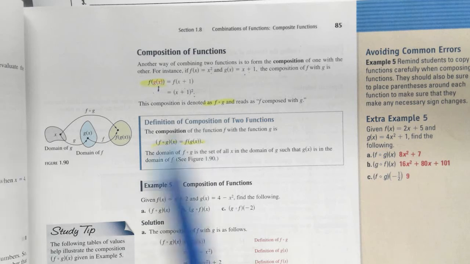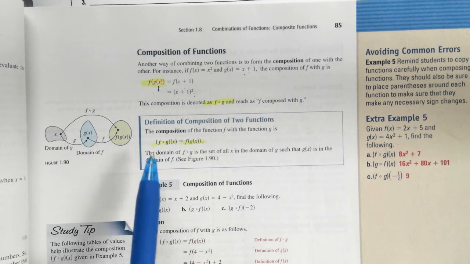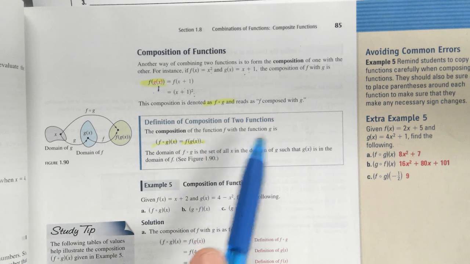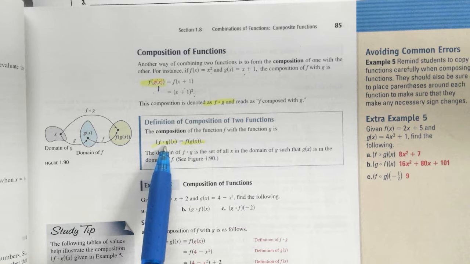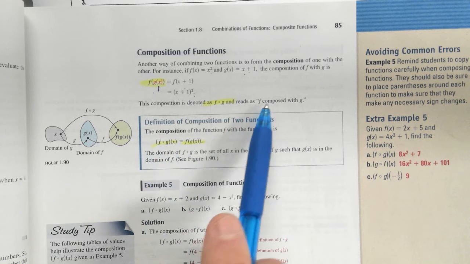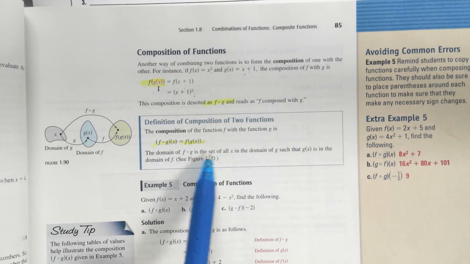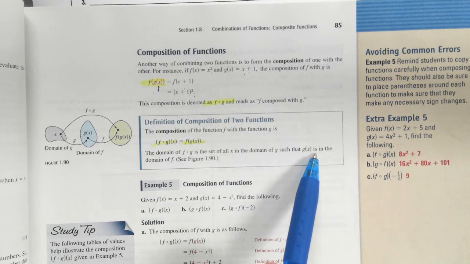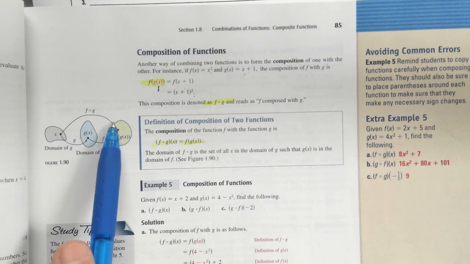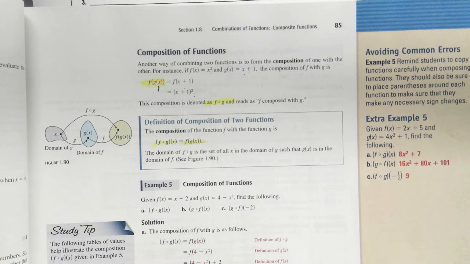Please note that is not fog. Some of you will be lost in the fog. I don't know why. It says, definition, the composition of the function f with the function g is f of g of x, which you can write that way. F circle g, or f composed with g, is the same as f of g of x. The domain of f circle g is the set of all x in the domain of g, such that g of x is in the domain of f. So they're saying right here, if you do f circle g, you start with g first, and then you plug it into f. That's what they're telling you there.